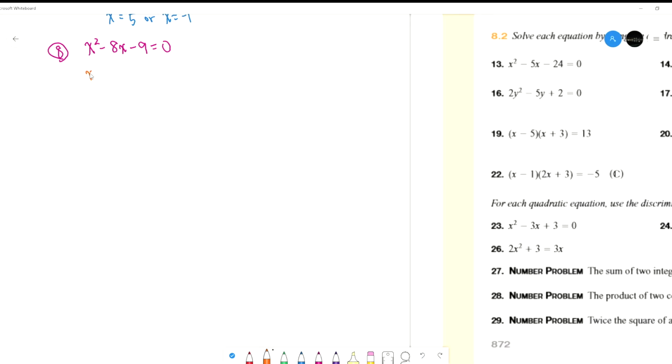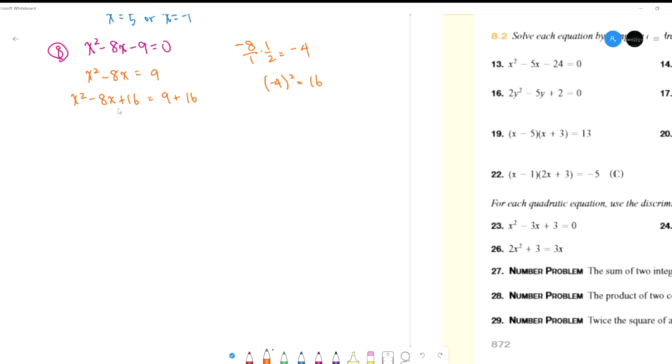Let's do x squared minus 8x is equal to positive 9, since we added 9 to both sides. Next, we take our b and multiply by half to get negative 4. Negative 4 is what we square to get positive 16, to add to both sides of the equation. So on the left-hand side, I have x squared minus 8x plus 16 is equal to 9 plus 16, so that the equation remains balanced.